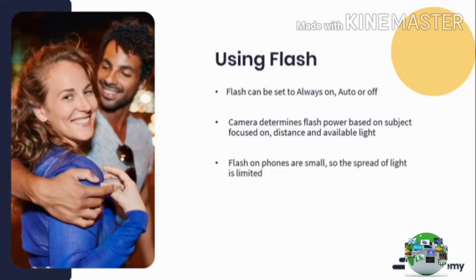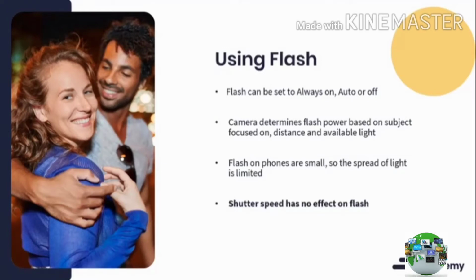Flashes on phones are small, so the spread of light is very limited. A larger flash will produce a larger spread of light, which is why we buy external flashes for our cameras, because they have a larger flash head on them, which means that the light's going to go further. The flashes on our phones are very small, so they only have a limited range and a limited spread.